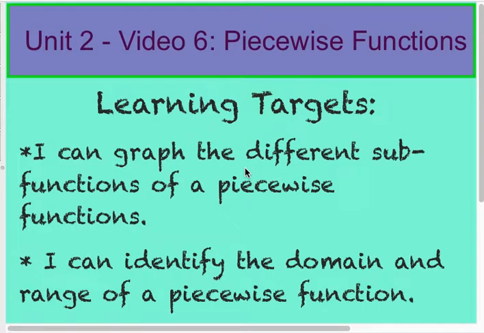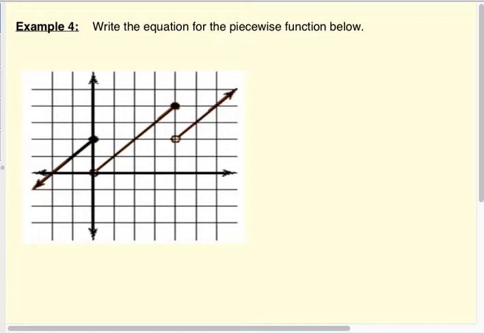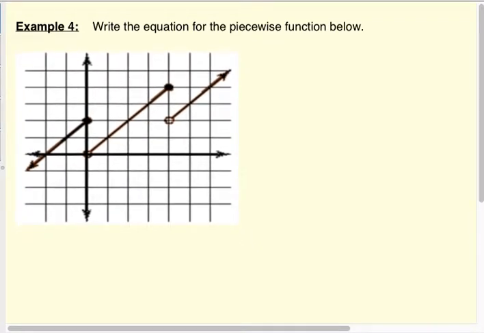This is the second half of the piecewise functions. We did graphing to begin with. You can see all the stuff that we did before. Now we're going to write an equation for piecewise functions. So we're going to do something like this.